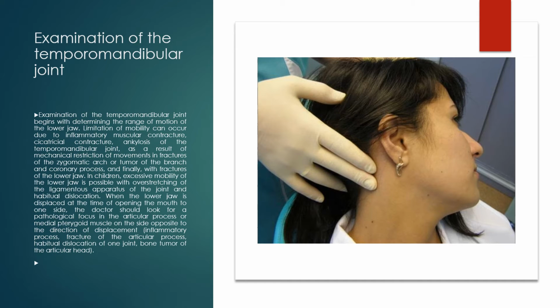the lower jaw. In children, excessive mobility of the lower jaw is possible with overstretching of the ligamentous apparatus of the joint. And when the lower jaw is displaced at the time of opening the mouth to one side, the doctor should look for a pathological focus in the pterygoid process or medial pterygoid muscle on the side opposite to the direction of displacement.